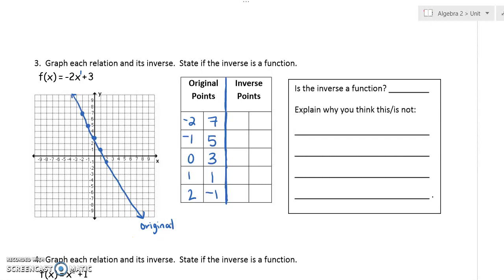And now we're going to go ahead and graph its inverse as well because it says so. So we're going to switch the numbers. So 7, -2, 5, -1, 3, 0, 1, 1, and -1, 2. And I'm going to plot those 5 points as well. 7 and down 2, 5 down 1, 3, 0, 1, 1. Ooh, same spot. Okay, -1, 2. And then we're going to go ahead and draw that line. And that's the inverse.